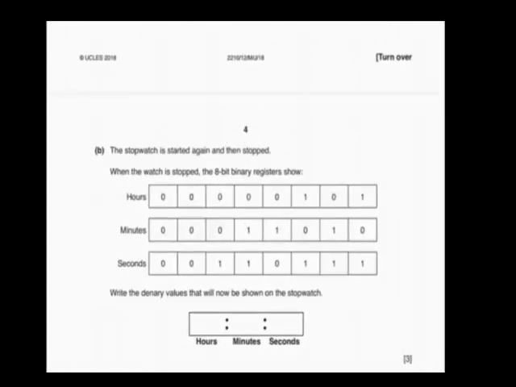The stopwatch is started again and then stopped. When the watch is stopped, the 8-bit binary registers show hours, minutes and seconds in binary. So write the Denary values that will now be shown on the stopwatch. You just need to convert these binary numbers of the 8-bit registers into Denary values and write the answer exactly the same way, matching the pattern of the scenario.